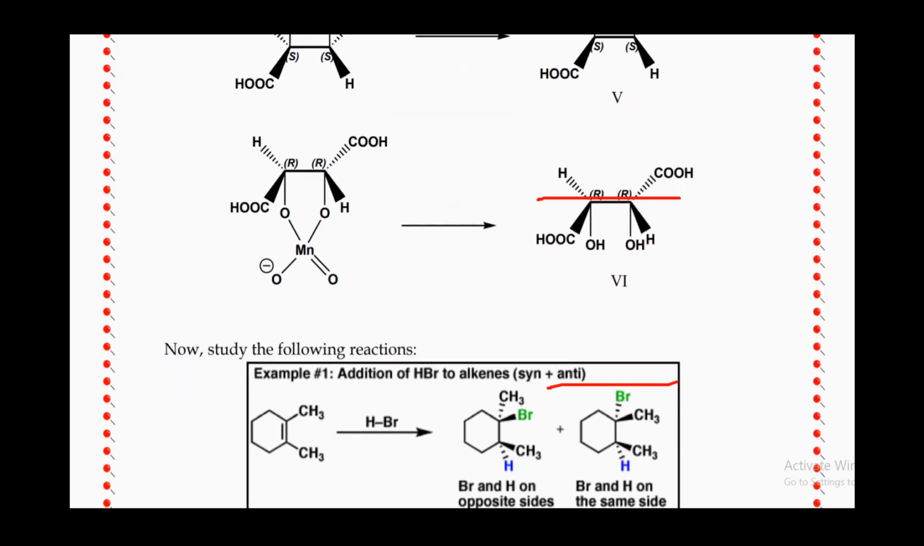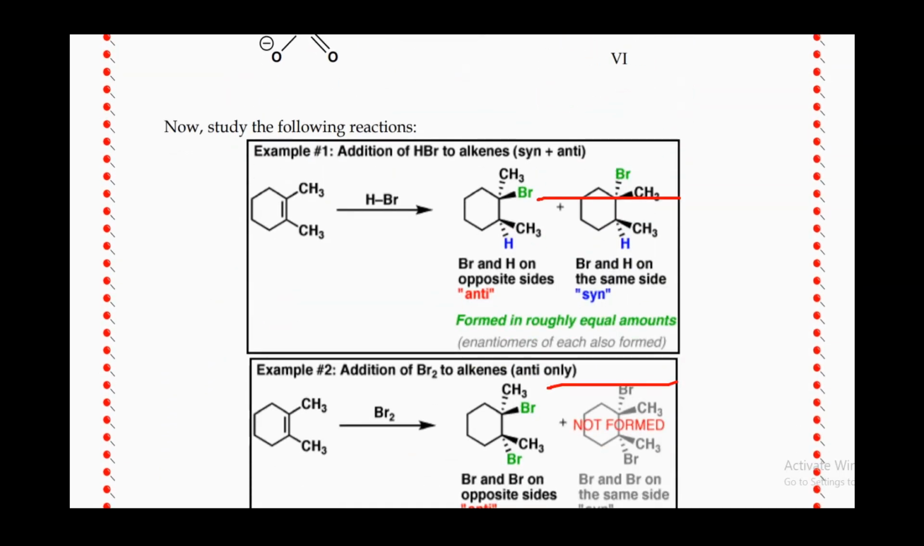Now we will be moving into another reaction, which is the addition of HBr to alkenes. You all know when we carry out this HBr addition to an alkene, then the addition can be either way. The addition can be anti or the addition can be syn. As you can see here, these are the two enantiomers which are formed in roughly equal amounts, where bromine and H are on the opposite sides, and here bromine and H are on the same side. So this is the addition of HBr to alkenes, giving rise to syn and anti.